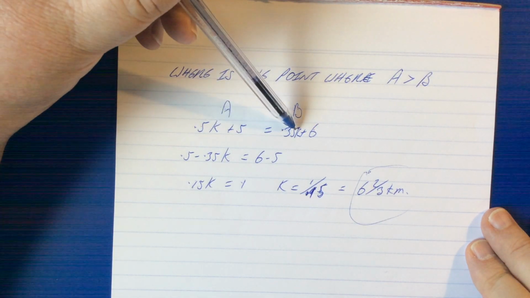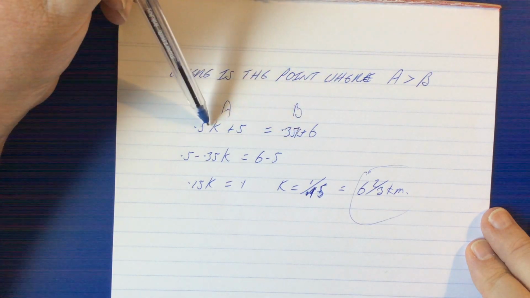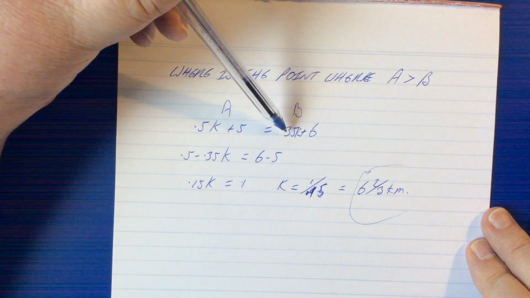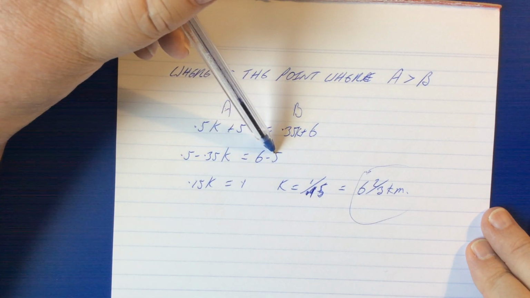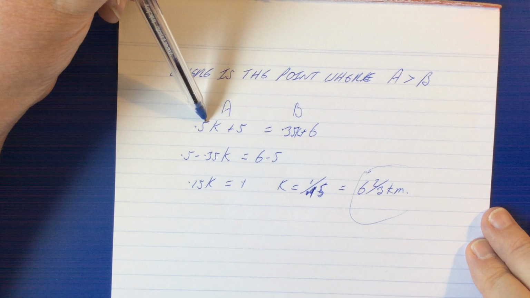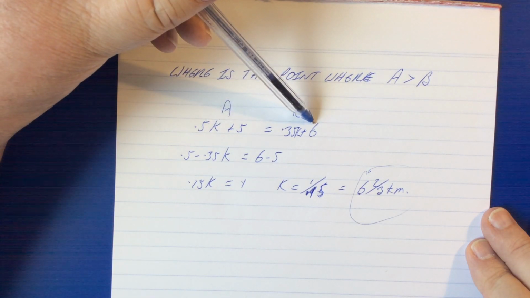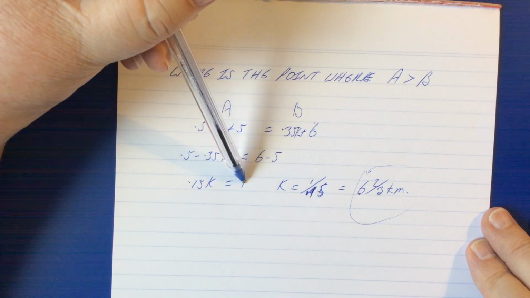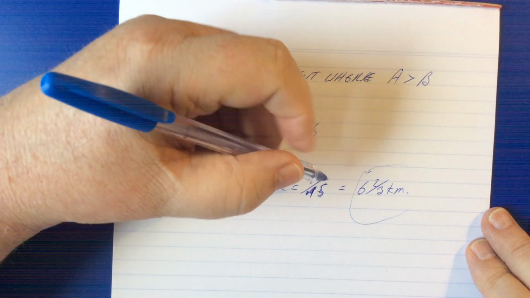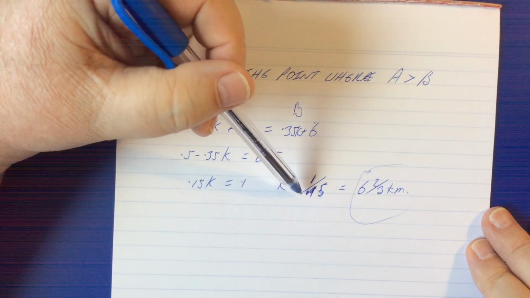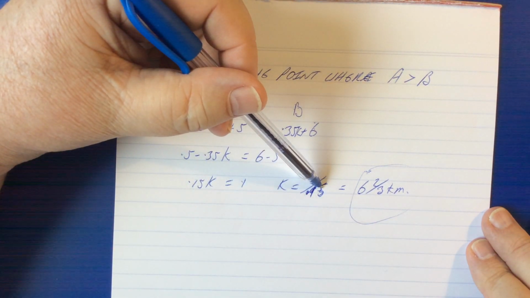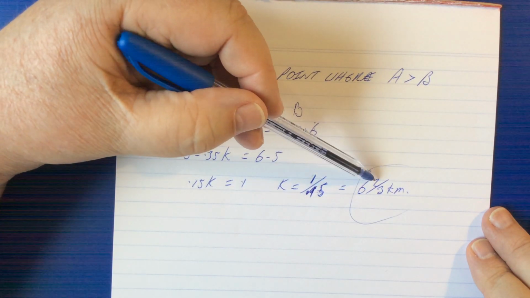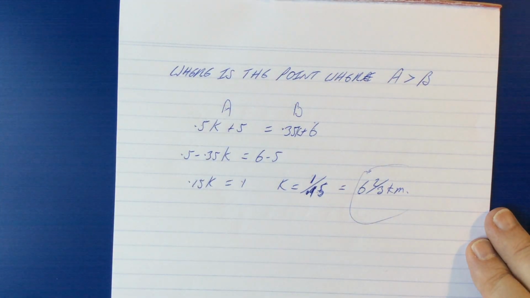Right, so we gather up the like terms, put the k's together. So 0.5k minus 0.35k is equal to 6 minus 5. So that comes over here and becomes negative. This goes over here and becomes negative. We wind up with 0.15k equals 1. So k equals 1 divided by 0.15, which is equal to, as it turns out, 6 2/3 of a kilometre.